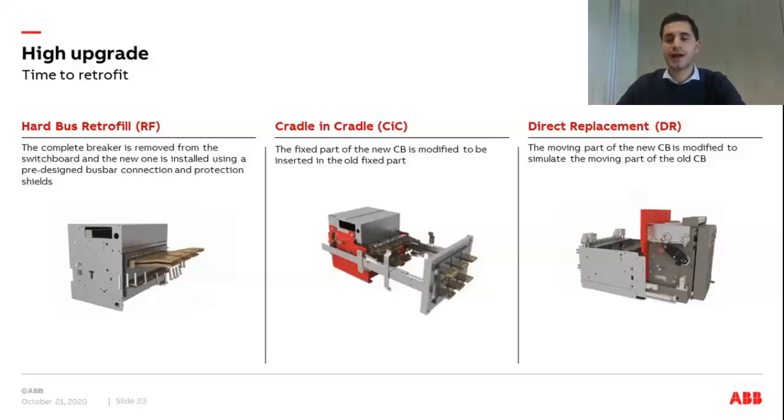The third product line is the fastest way to upgrade your switchgear with a retrofitting kit. It is the direct replacement. It is a solution suitable for withdrawable devices. In this case, the replacement consists in the removal of the old moving part in order to rack in a dedicated moving part of the new breaker inside the existing cradle. This is a very fast way to upgrade your switchgear, and the installation in this case requires in some cases less than 1 hour.